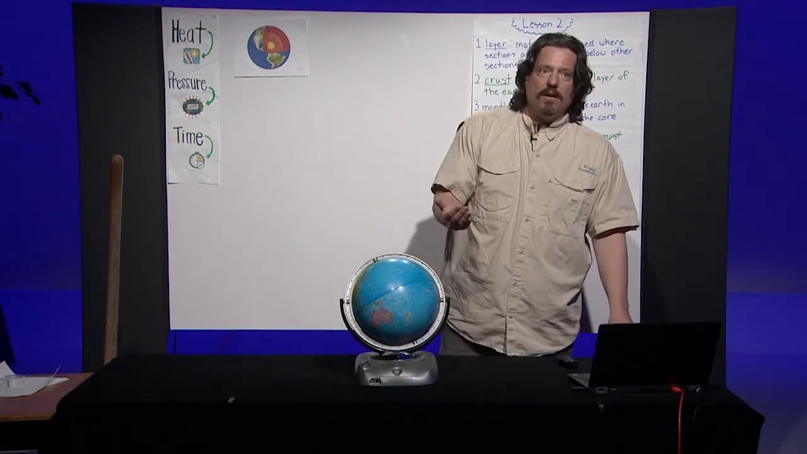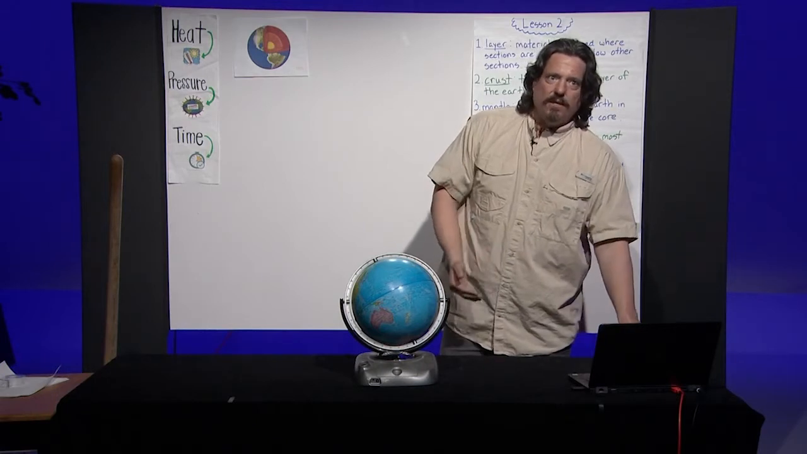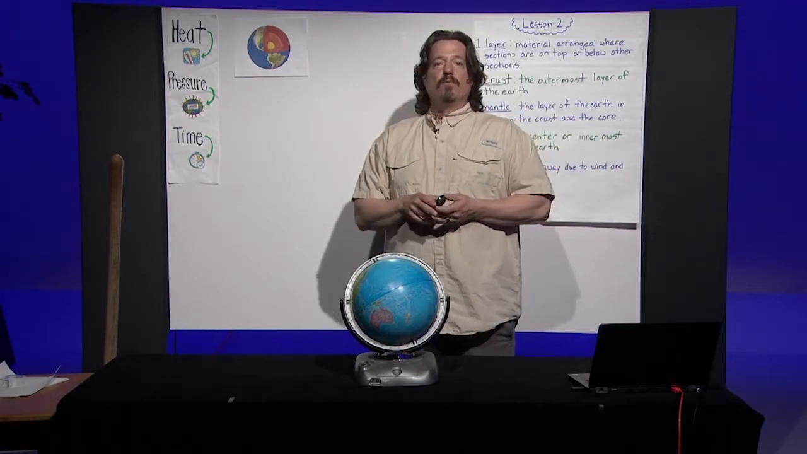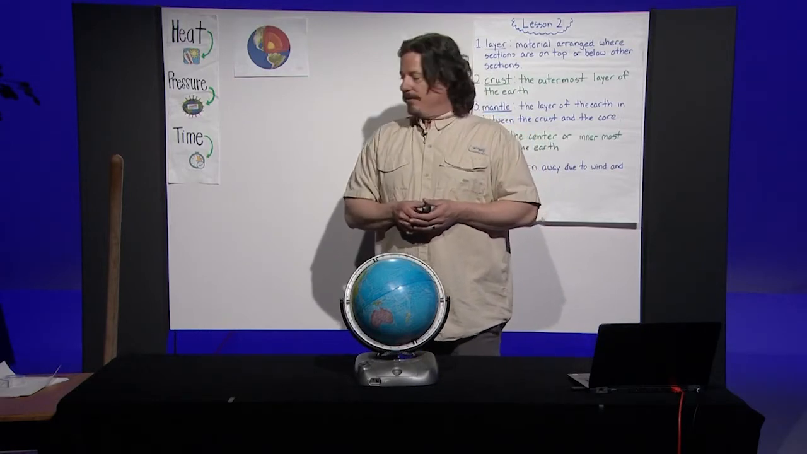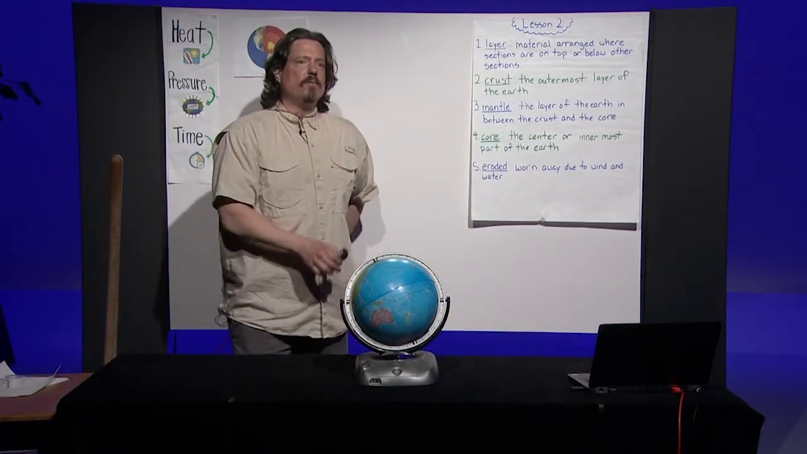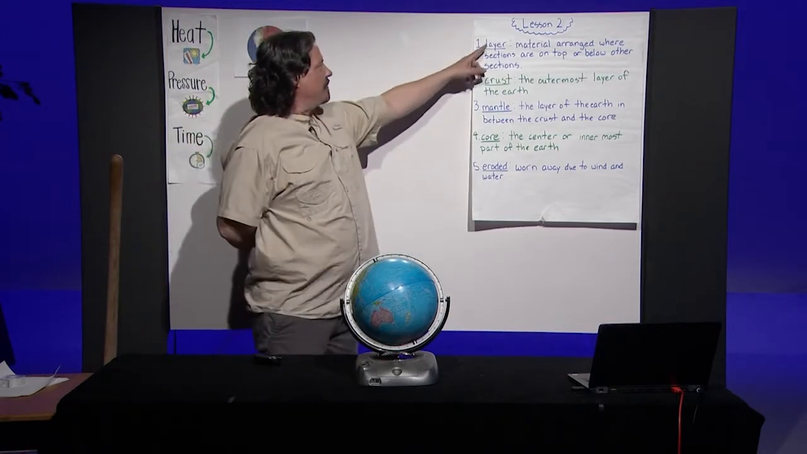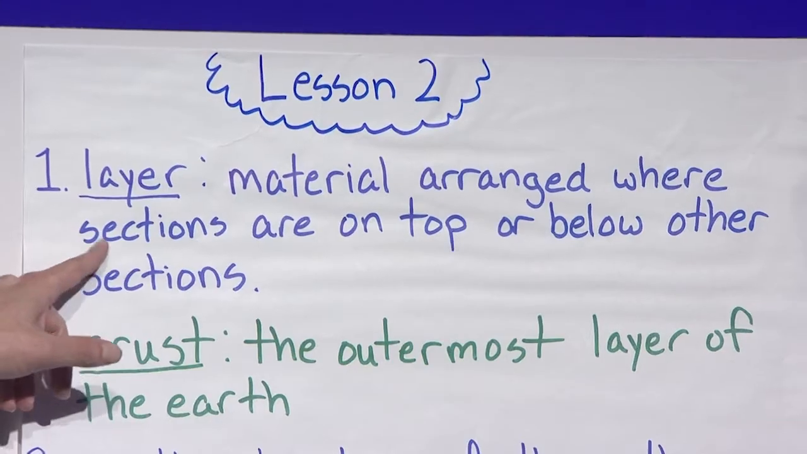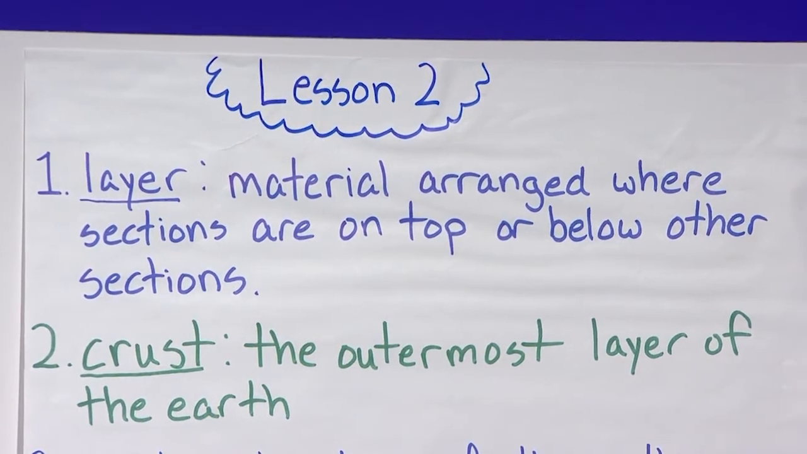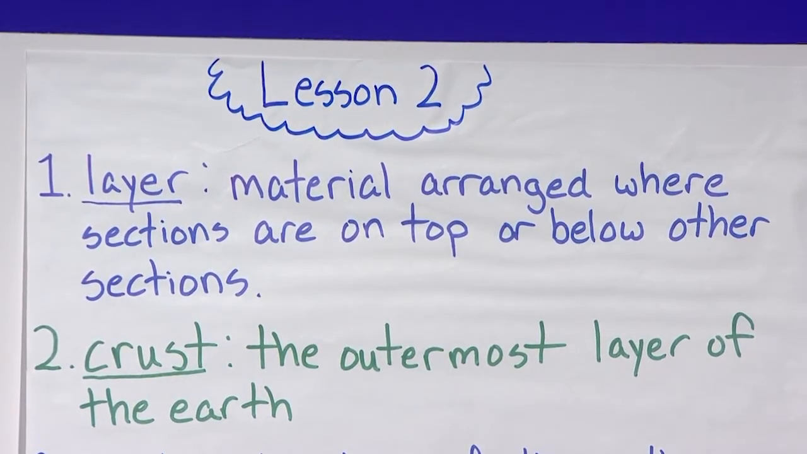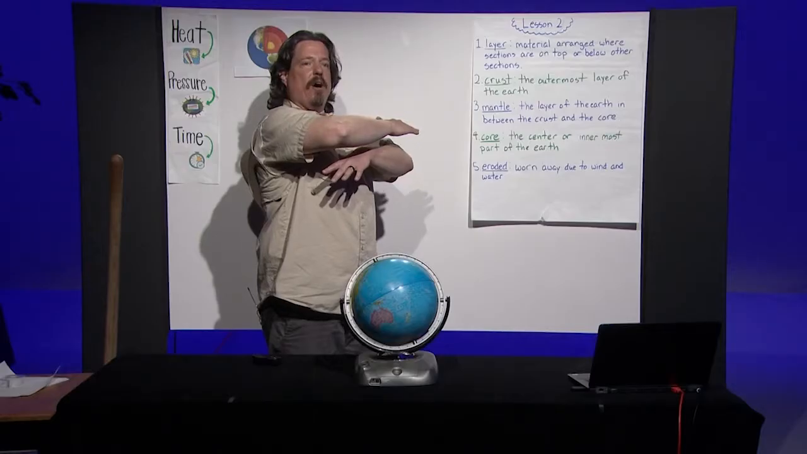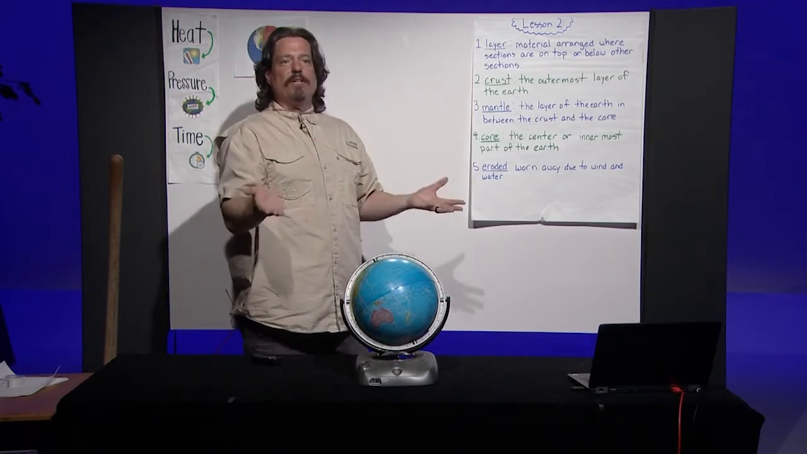So before we start our new read aloud today, let's look at a few key vocabulary terms that we need to understand so that we can really learn a lot from our read aloud. Our first word that we're going to learn about today is layer. A layer is when material is arranged where sections are either on top or below other sections. Now, if we think about something that we all like to eat, which is a sandwich, right?